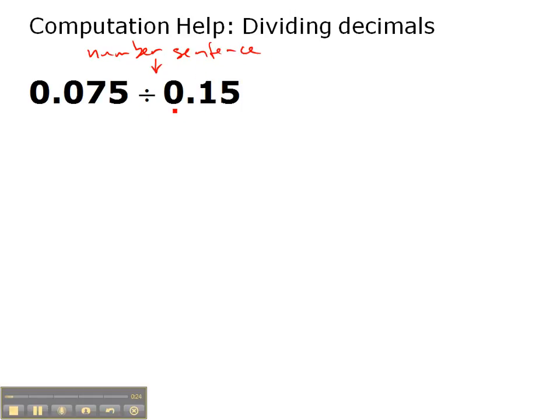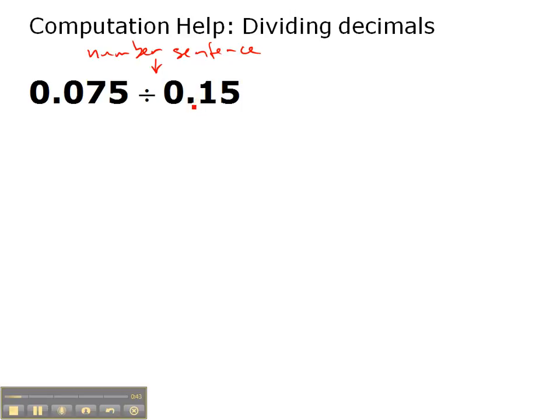So the number we're dividing by, first let's read this number sentence. It's 75 thousandths divided by 15 hundredths. The number on the right that we're dividing by is the number that needs to be a whole number. We only want to divide by whole numbers, and you'll understand why when we set it up.